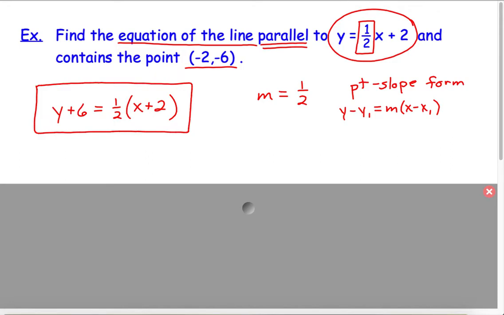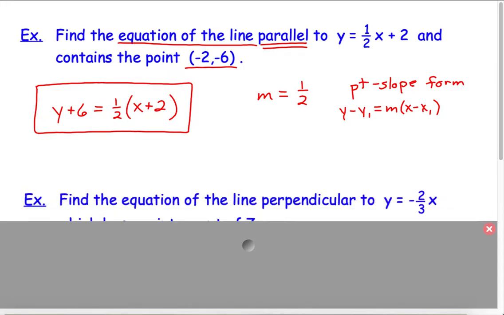And if you want, you can graph it and compare, and you'll see that it is parallel to that line. If you want to put it in a different form, feel free. There's no right or wrong here because it doesn't specify what form of equation you need to write, but that's the easiest one.